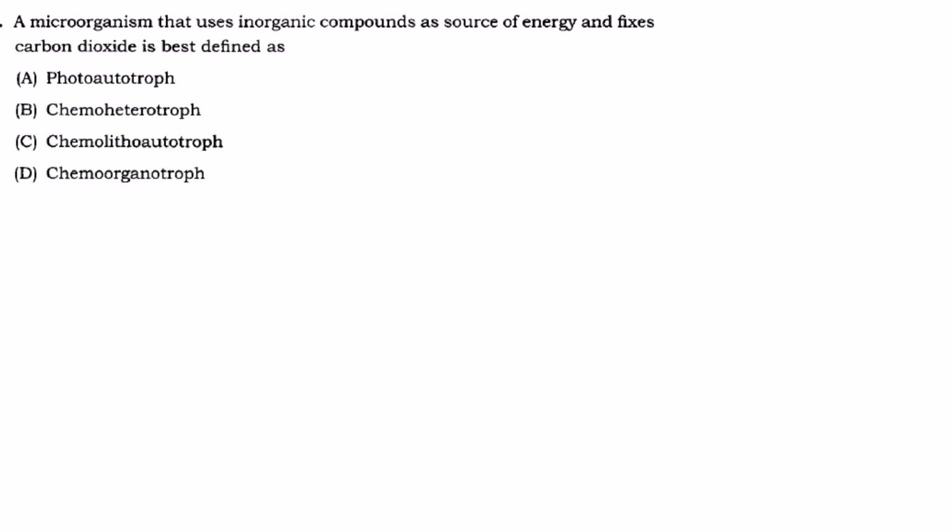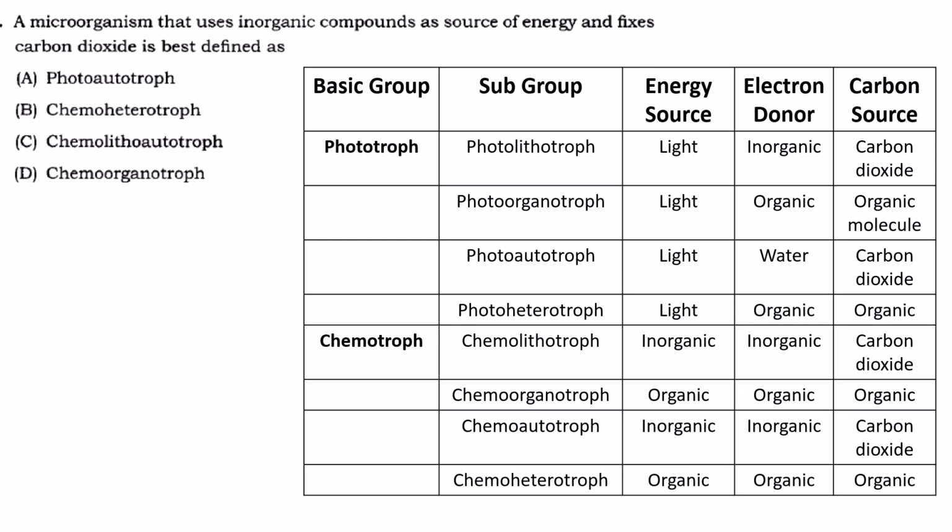Then next one, a microorganism that uses inorganic compound as source of energy and fixes carbon dioxide is best defined as. So in this case you have to remember this table. So if you see the table, you can see photoautotroph. So photoautotroph, they use light as energy source, so that cannot be the answer. They have given inorganic compound as source of energy. Chemoheterotroph, okay, they are using organic compound as source of energy, not inorganic.